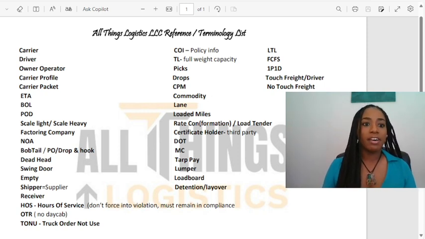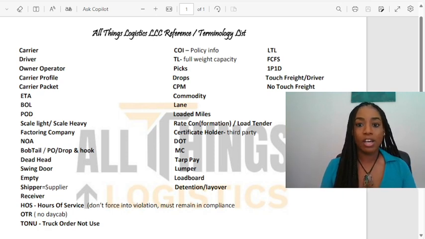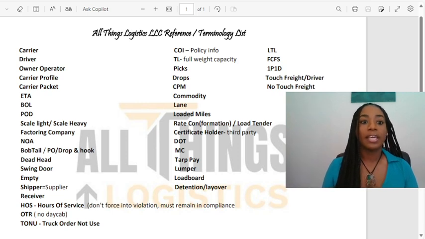So next we have bobtail / PO / drop and hook. And I did it like that because they kind of all go together. So when a tractor is by itself without a trailer attached to it, it is bobtailing when it's driving, when it's on the road. It's called bobtailing. That would mean it's just a tractor, no trailer attached, and it's riding.